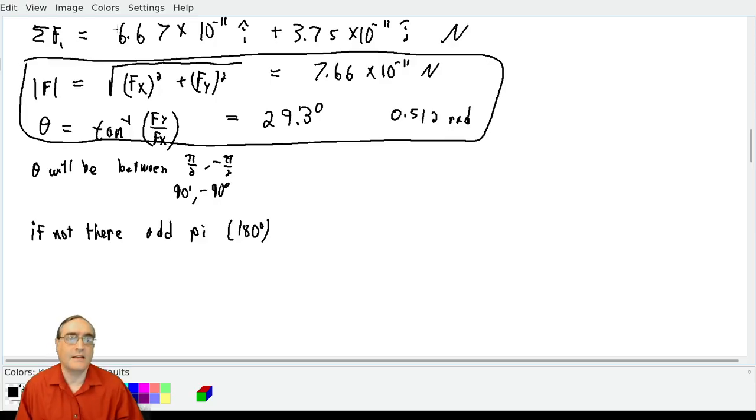Or you can state it in unit form, 6.67 times 10 to the minus 11 i hat plus 3.75 times 10 to the minus 11 j hat newtons. There will be some problems where I ask you specifically for either magnitude and direction or component form. You must render it into the correct form when that happens, so if you need a review of vectors, that is also at the bottom of the section.